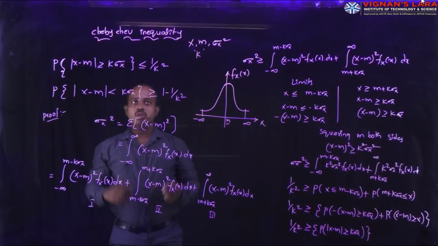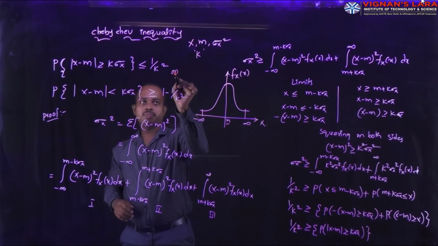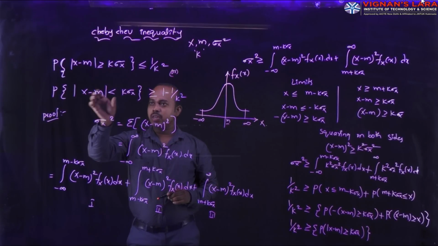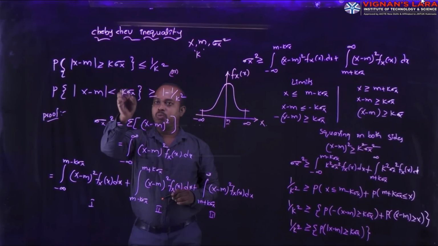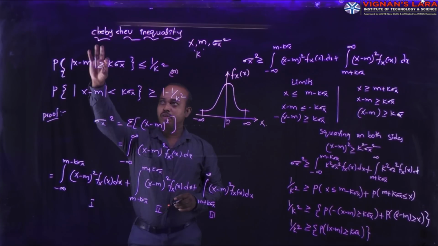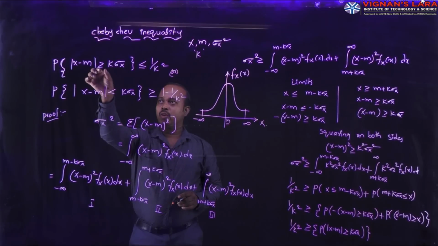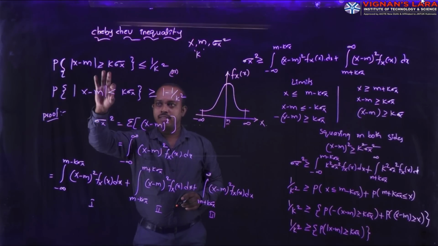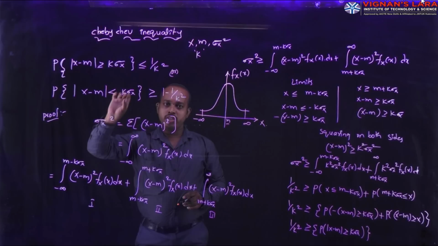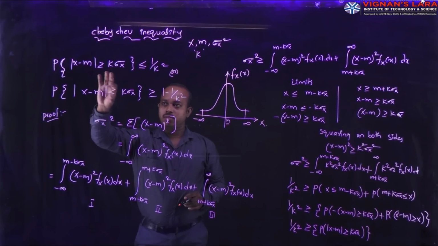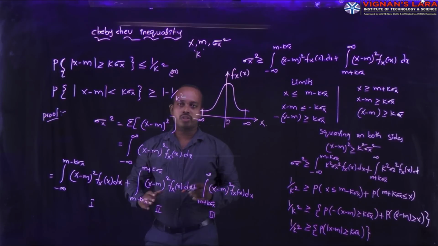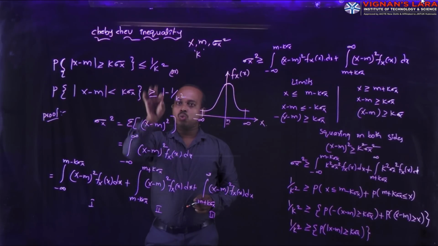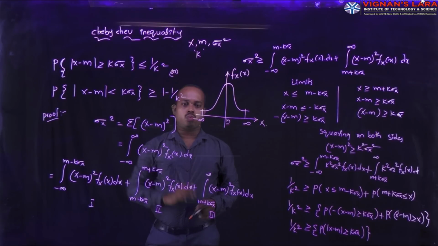The opposite statement for this is the probability of modulus X minus m less than k times sigma_X. Here we are using two comparisons: one is equal and greater than, and the remaining is less than. The less than is the opposite event of the first event. This value is 1 minus 1 by k squared.